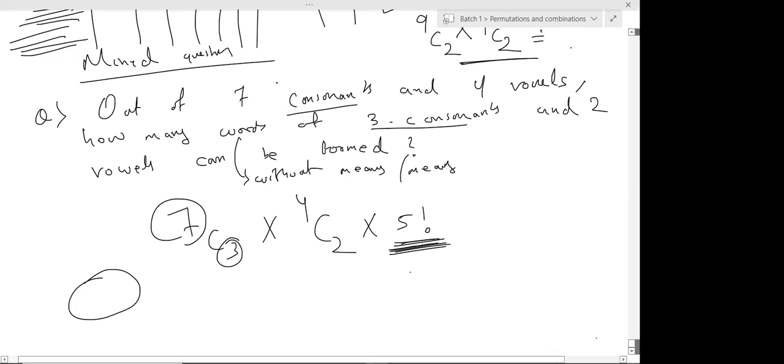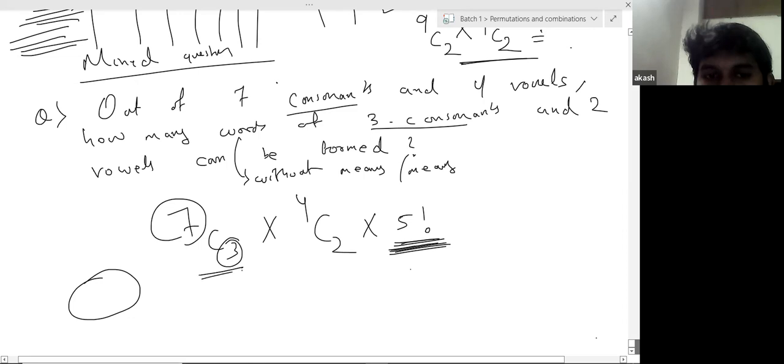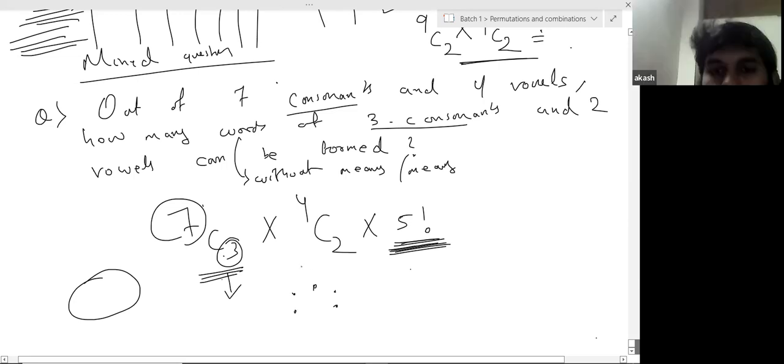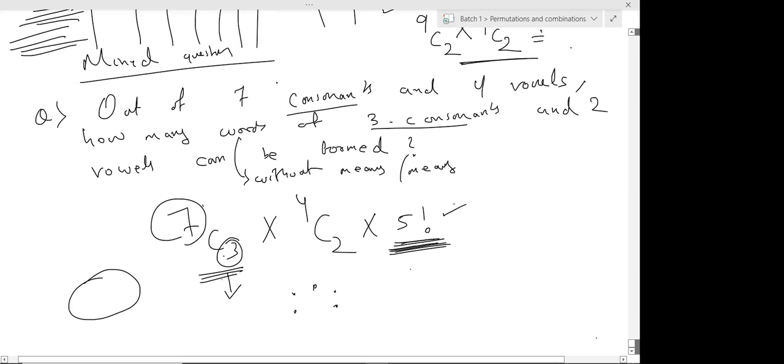Sir, why 5 factorial? See, we just chose the consonants, right? How many ways can you choose 3 consonants out of 7? 7C3. How many ways can you choose 2 vowels out of 4? 4C2. Now the letters are collected in our bag. We haven't formed the words, right? They can be arranged in many ways. And how many ways can you arrange them? 5 factorial ways. Yes, sir. Clear? Yes, sir. Okay, write it down.